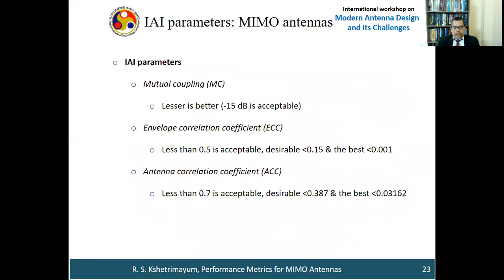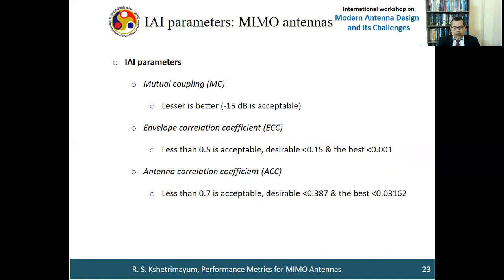So which parameter will characterize inter-antenna interaction? The most fundamental parameter is called the antenna correlation coefficient. Before going to that, we'll discuss two more fundamental parameters. One is called mutual coupling, and another is called envelope correlation coefficient. Mutual coupling, we should try to reduce below -15 dB between one antenna element and another antenna element of the MIMO antenna.